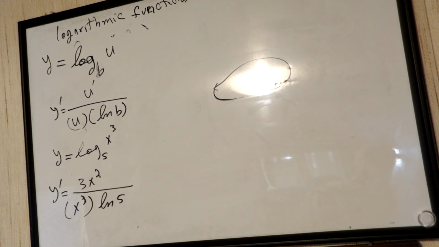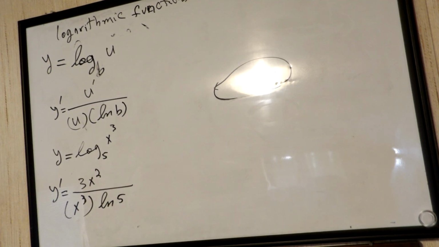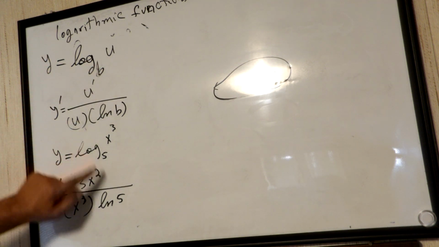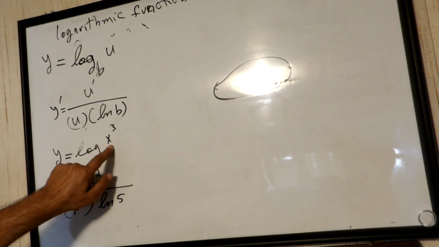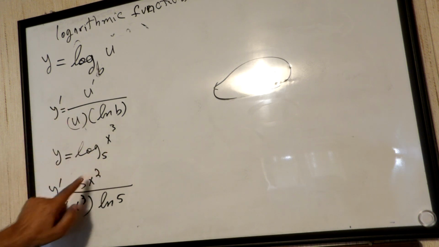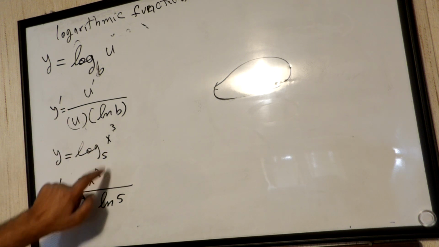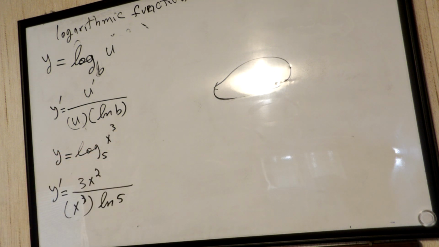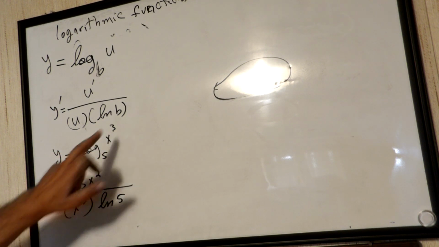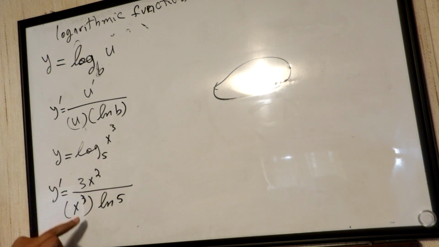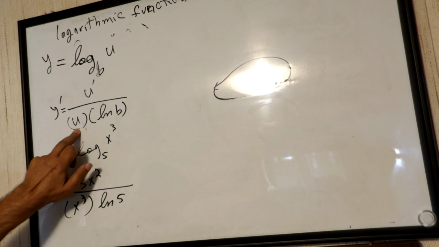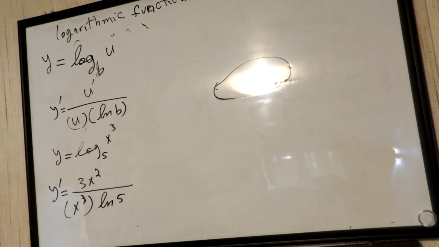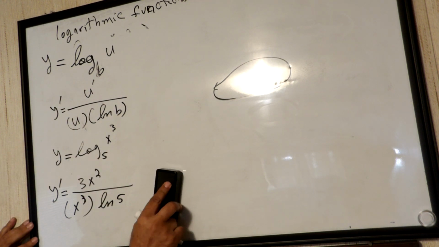So what is that? You have the expression x cubed, u is x cubed, u prime is 3x squared. Power rule: 3 comes in front, and the exponent is going to be 3 minus 1, which is 2, and then you write u here, and that times ln of the base, b is the base.